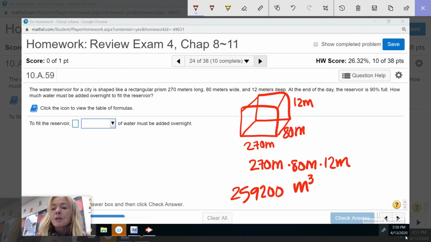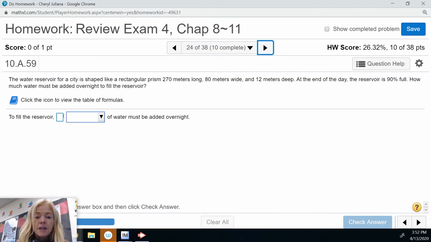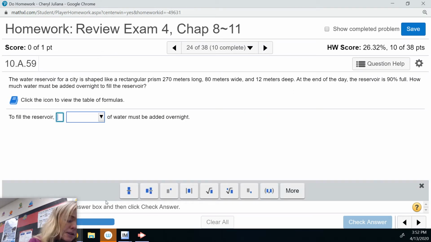Now, we want it 100% full and it's already 90% full, we want to know how much needs to be added to make it 100% full. So what we need to add to it is 10%. So what I'm going to multiply that by is 0.1 as a rate. And that's just going to knock off a 0. So I'm going to get out of this and then type in 25,920.